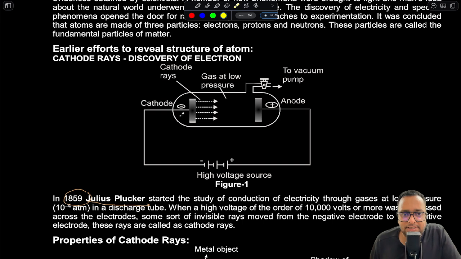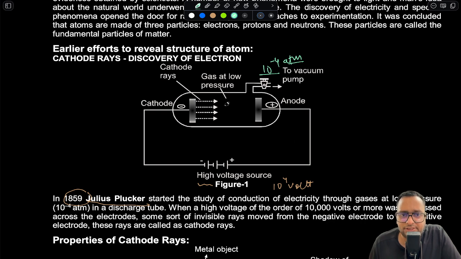So what happened here? Here there was a cathode and here there was an anode. A very high voltage, 10 to the power 4 volt, was being applied. The pressure of 10 to the power minus 4 atm was created by a vacuum pump, with a cathode and anode.